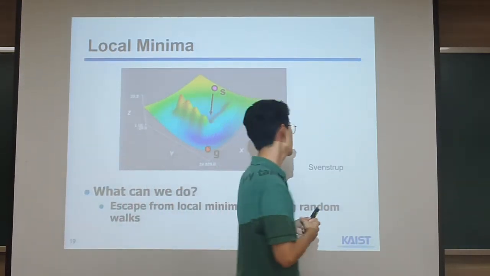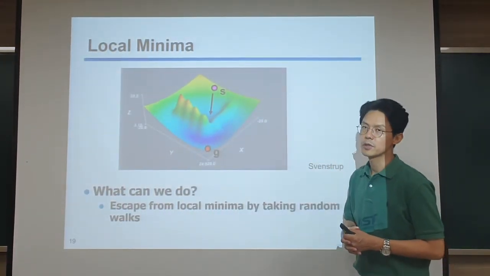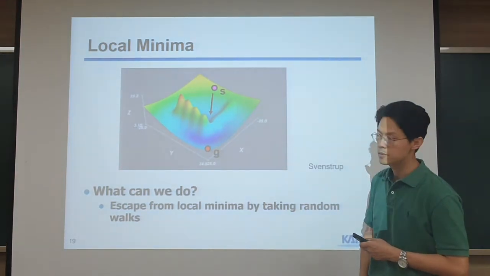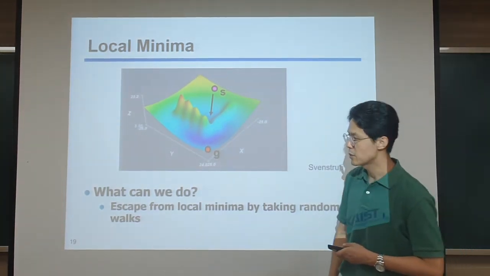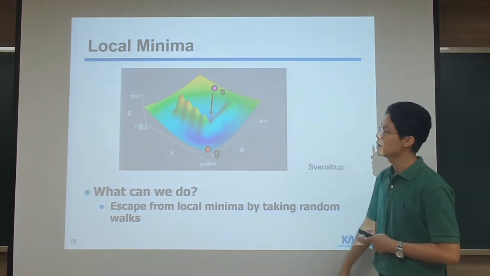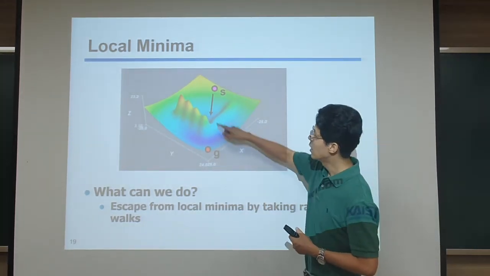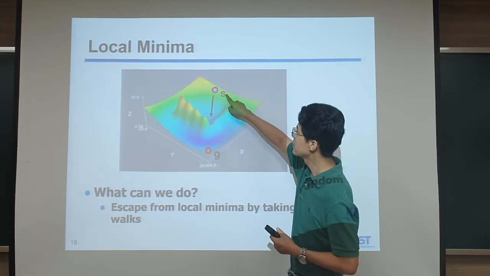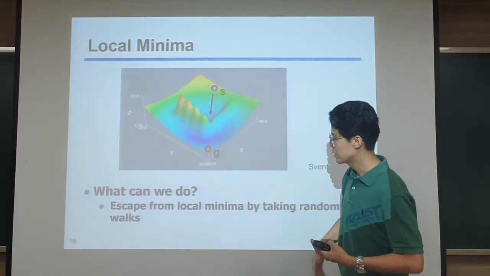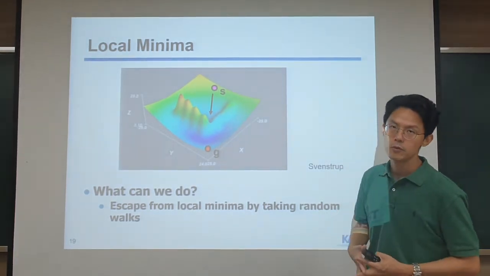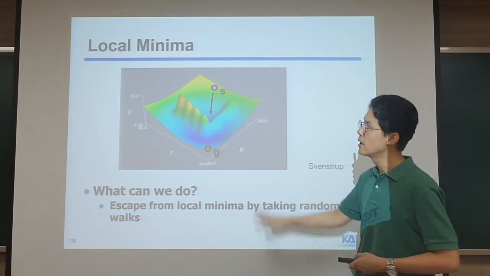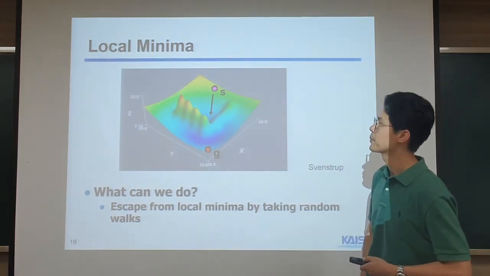But the question is how can we generate a potential field that avoids this kind of local minima? It turns out to be a very difficult problem. One simple choice is that we can escape the local minima by taking random walks. But again, the question is how many random walks you should take, and how big they should be, right? Generally, it's a very difficult problem.